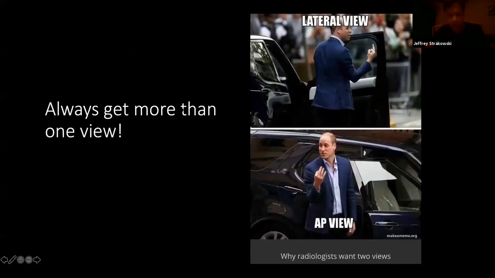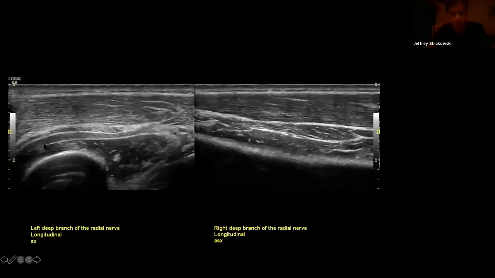So the next question is, I always say one view is no view. You want to make sure that you have more than one view, or you may get fooled by what you think you're seeing. So instead of a focal enlargement, by this long axis view we can tell that this thing is extremely diffuse. It's elongated all the way through the radial tunnel instead of just a focal enlargement somewhere. You get that sense of it when you see it in short axis, but this really illuminates how much that is the case.